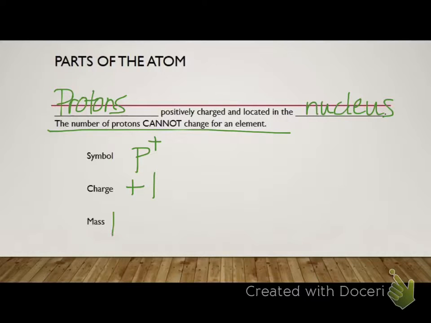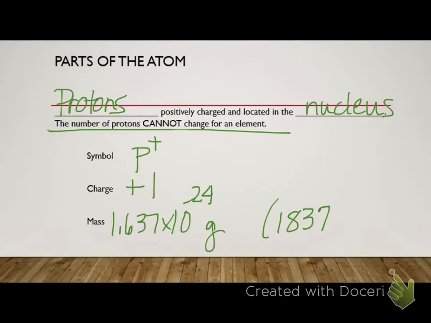And the mass is 1.637 times 10 to the negative 24 grams. Okay? This is approximately 1,837 times greater than the mass of an electron. So they're much more massive than an electron.